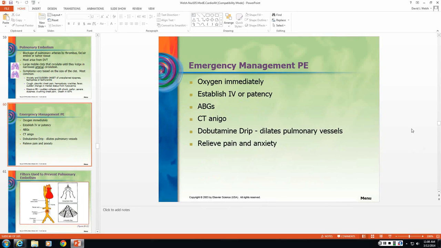So management of a PE, you want to have oxygen available immediately. You're going to establish IV or make sure your IV is patent. You want to get ABGs, so you're going to check their blood gases and see how well they're oxygenating. Usually they're going to do a CT angiogram to rule out PE or to rule in a PE. They may start them on a dobutamine drip, which dilates the pulmonary vessels. You're also going to try to relieve the pain and anxiety. So they're going to give them pain medications or anxiety medications.